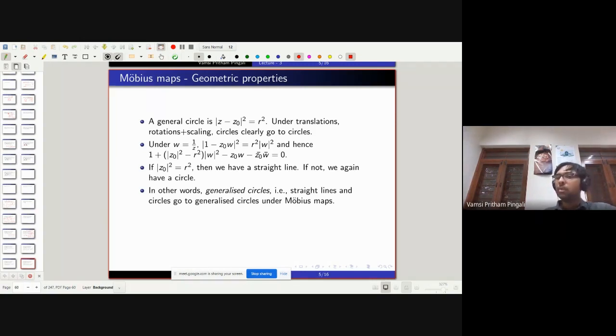Why? Because every Mobius map can be written in terms of translations, rotations, scaling, and inversions. Each of these maps takes generalized circles to generalized circles. Lines either go to lines or circles, and circles go to either lines or circles. Therefore, the cross ratio is real if and only if the points lie on a generalized circle.